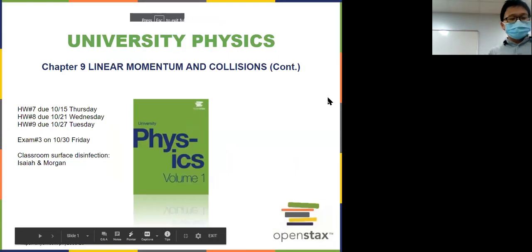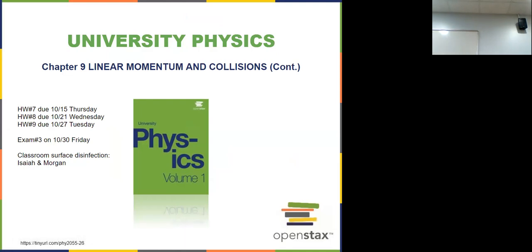So this is the upcoming schedule for the class. Homework 7 is due this Thursday, so it's only 3 days from now. Homework 8 is due on Wednesday next week, so it's 6 days after 7 is due. Homework 8 will be visible to you from tomorrow, after midnight tonight, if you want to work on that.